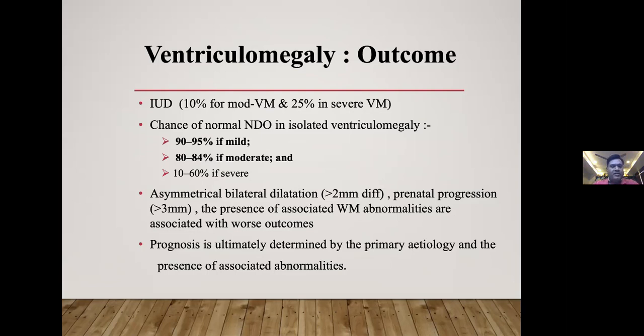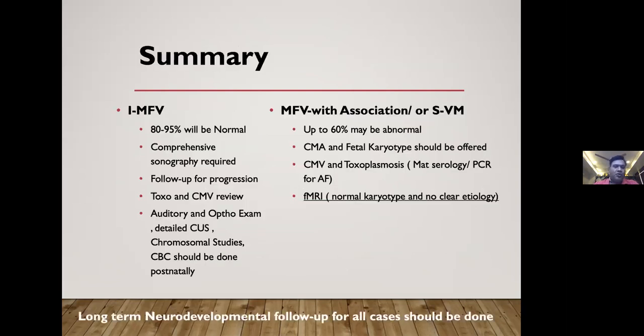So the prognosis ultimately depends on what is the primary etiology and the presence of associated abnormalities. So to summarize about the ventriculomegaly, if it's an isolated minimal fetal ventriculomegaly, then 80 to 95% will be normal. Comprehensive sonography is still required. Follow up for progression every 2 weeks or 1 week.